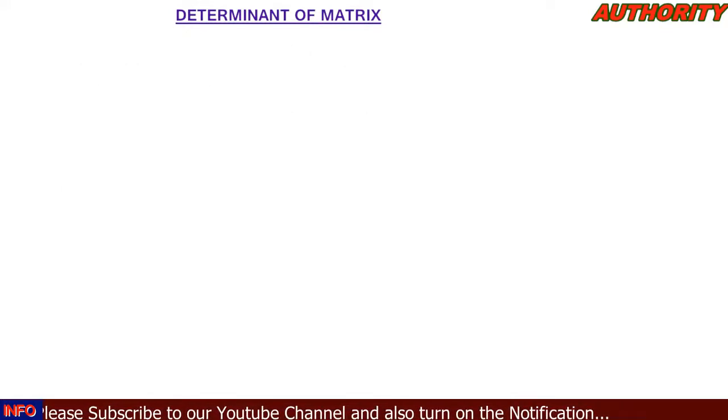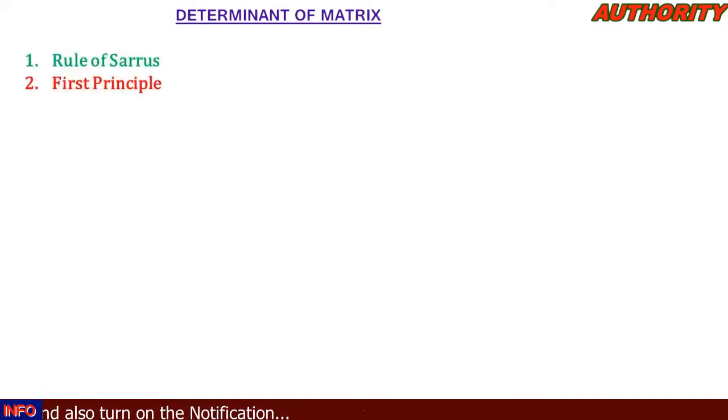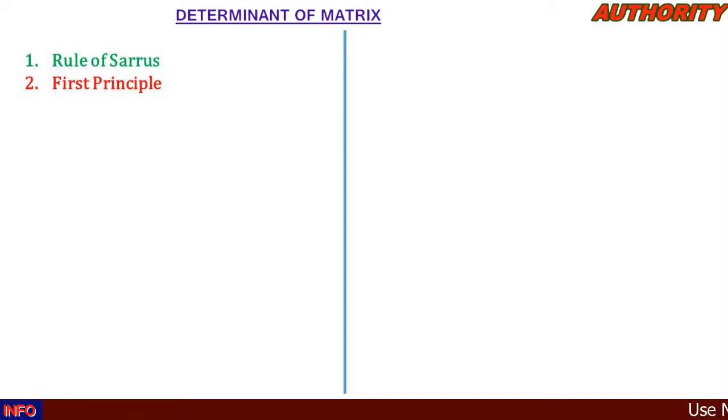For 3 by 3 matrix, how can we find this? I'm going to show you 2 methods to use. You can use the rule of Sarrus, and you can also use the first principle. Now, how can we use the rule of Sarrus to find the determinant of a 3 by 3 matrix?